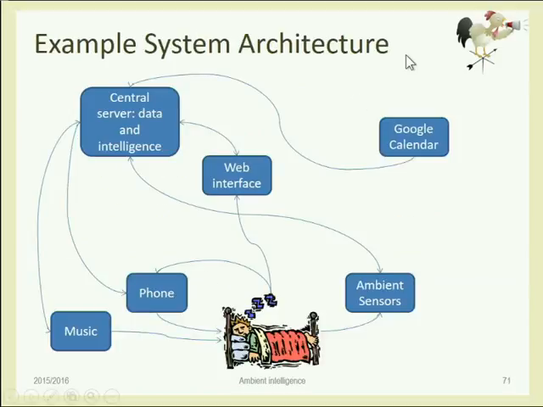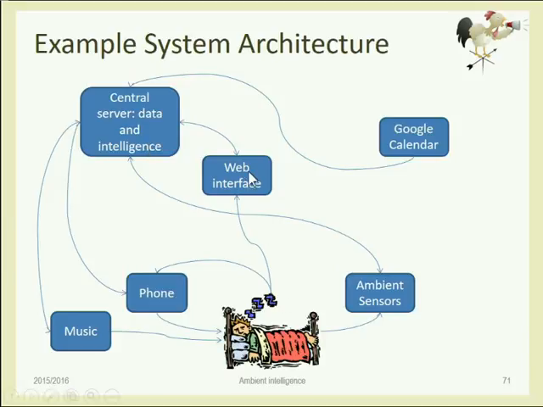So this is an example on my toy example of the wake up system, or what the system architecture might look like. So I can imagine that the user has a phone that is able to be used for interaction, so the user can set the alarm time and the phone will also ring, but also some music in the house can be used for waking up the person. And whether the phone or the music needs to play is decided by a central server which contains all the data and intelligence about how to manage the wake up.